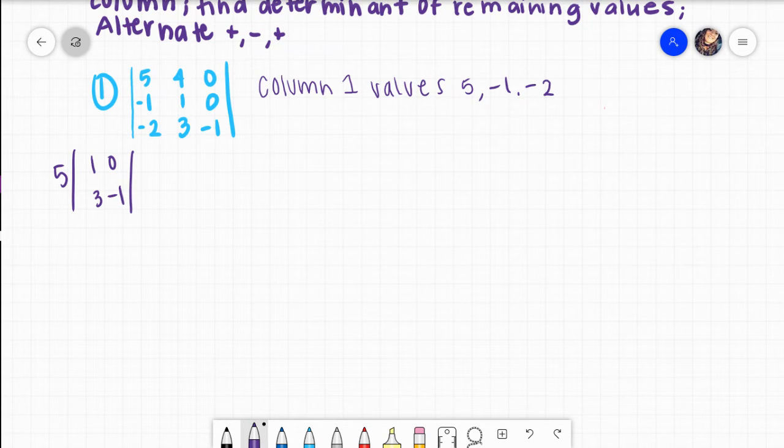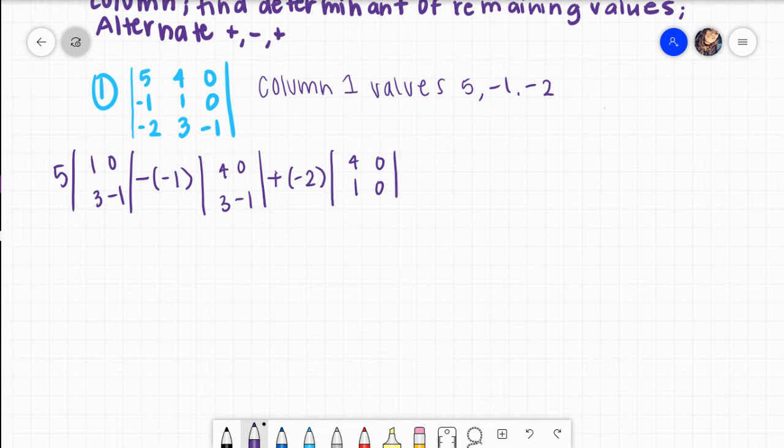Since that was positive, I'm going to do a negative. I look at my second column 1 value, which is a -1, and take the determinant. If I cover up column 1 and row 2, what remains is 4, 0, 3, -1. Now I'm back at a positive. My third column 1 value is a -2. Take the determinant. What would be remaining is 4, 0, 1, 0.